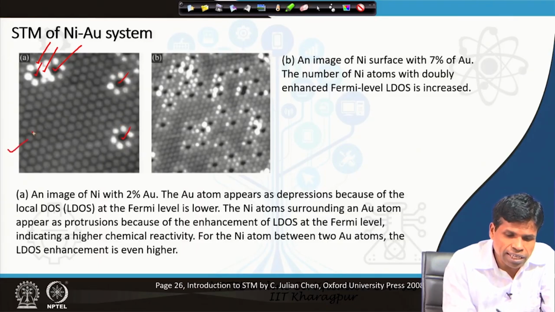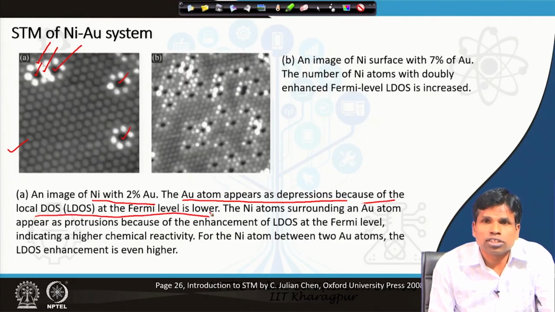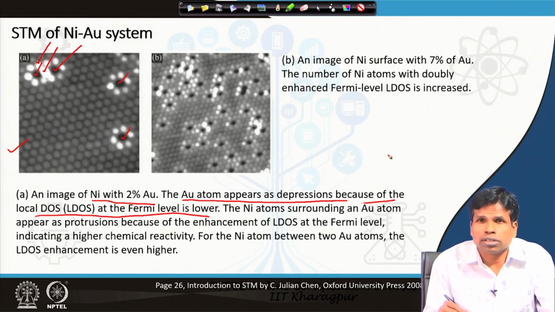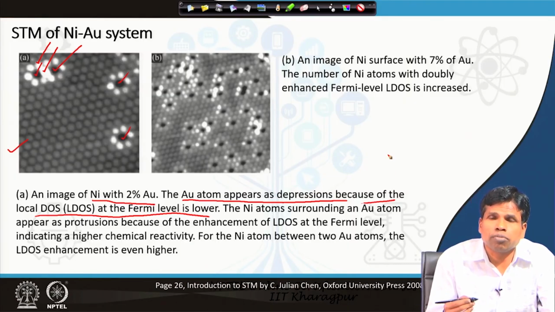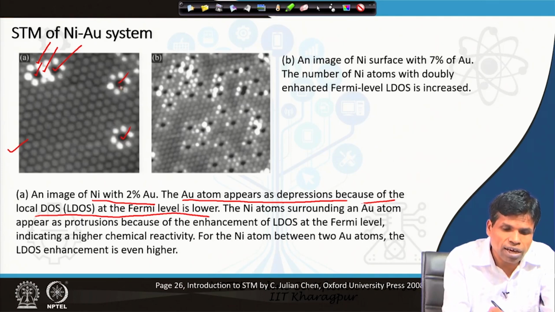So, A is nickel with 2% gold. Here these darker portions are nothing but the gold. Au atoms appear as a depression because of the local density of states at the Fermi level. At those places the density of states is lower, there are unoccupied states, and enough electrons are not available. As enough electrons are not available, we are measuring a very small current there or almost no current. So, as we are measuring no current, those regions appear darker.